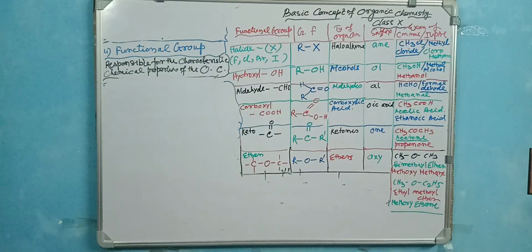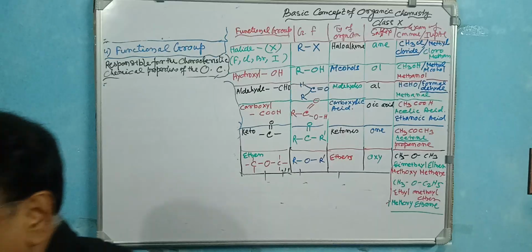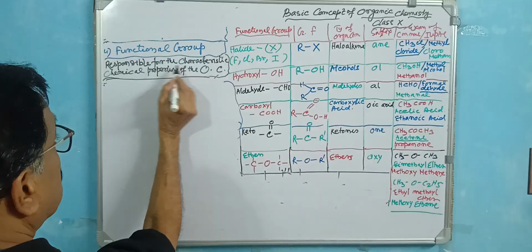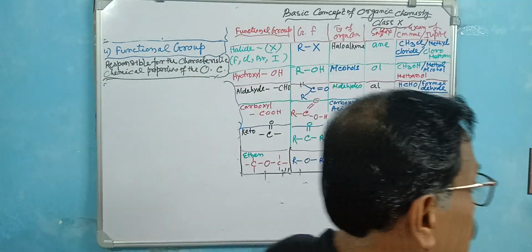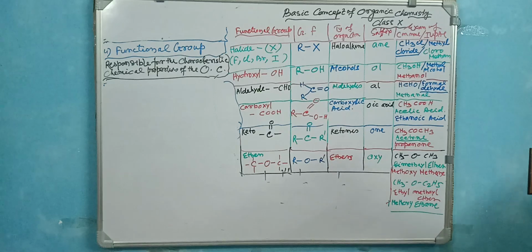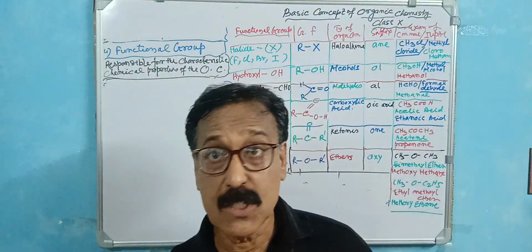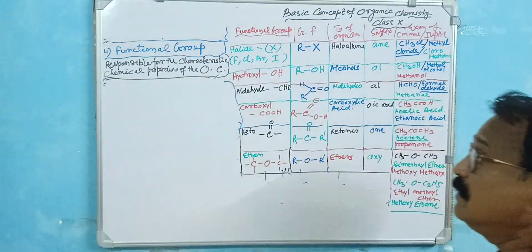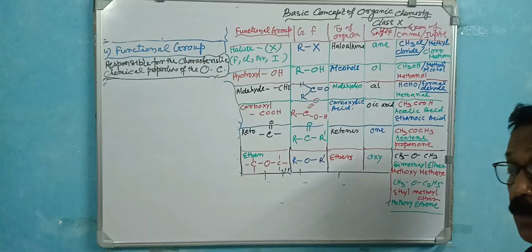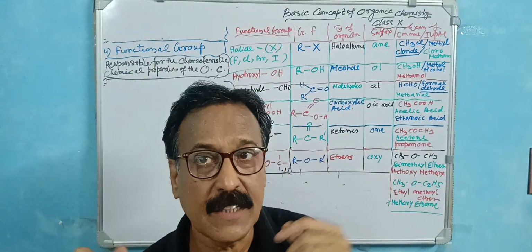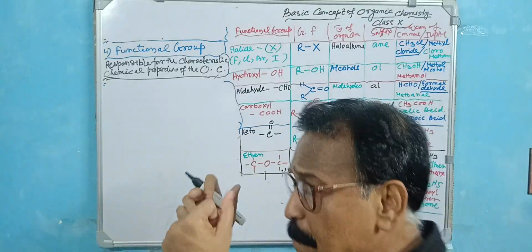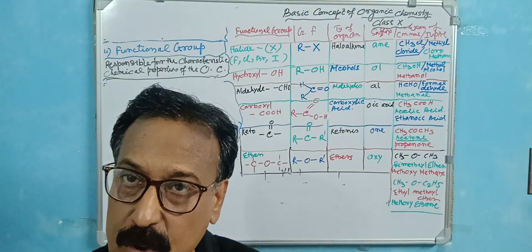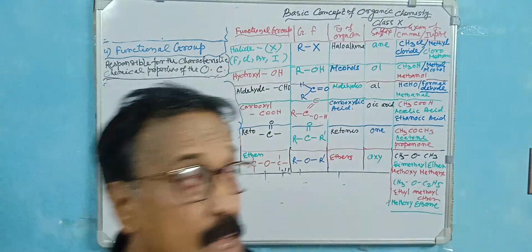The functional group is defined as the group of atoms responsible for the characteristics of the chemical property of the organic compound. Depending on the functional group, the organic compound behaves in a certain character. That is very important in organic chemistry. Functional groups come in different types. What is a functional group? A functional group is the combination of atoms that determines the character of the organic compound.